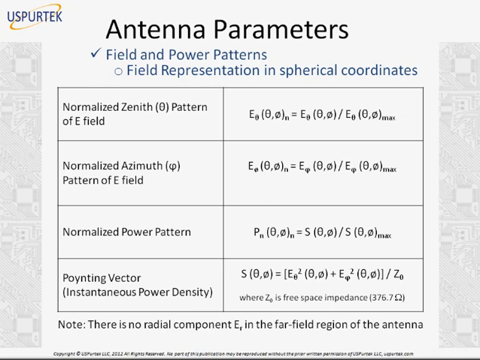And then we have a normalized power pattern too. The Poynting vector, which is the instantaneous power density. Here, this is the expression you use. What is the instantaneous power density at a specific point in the field pattern?